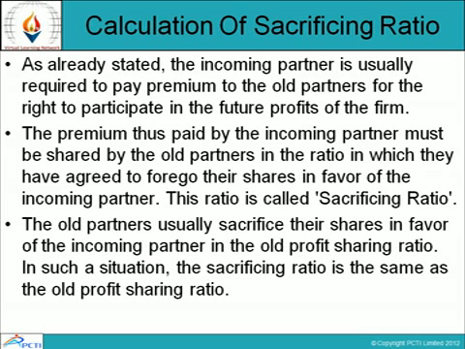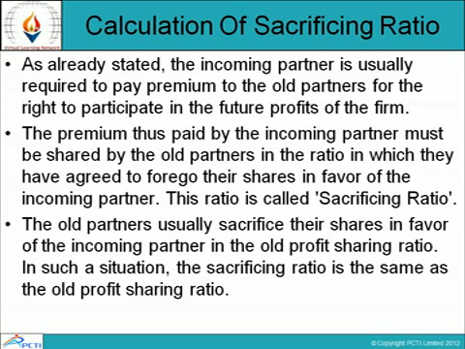Calculation of sacrificing ratio. As already stated, the incoming partner is usually required to pay premium to the old partners for the right to participate in the future profits of the firm. The premium thus paid by the incoming partner must be shared by the old partners in the ratio in which they have agreed to forego their shares in favor of the incoming partner. This ratio is called sacrificing ratio. That means how much profit is sacrificed by the old partners in favor of new partners is called sacrificing ratio.